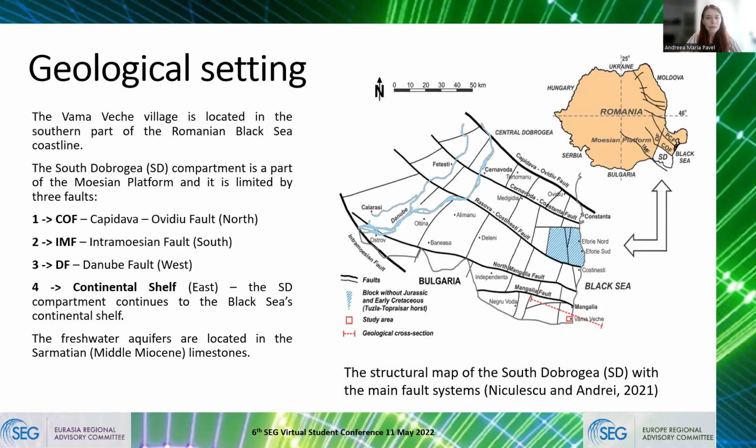So the Vama Veche village is located in the southern part of the Romanian Black Sea coastline. With the red square you can see on the map, the study area is indicated.